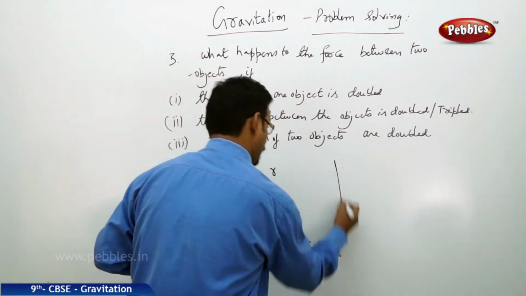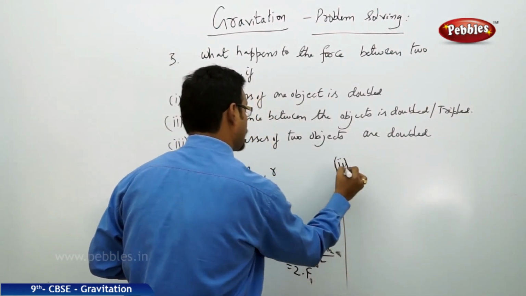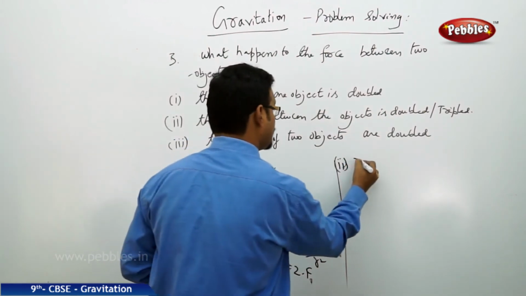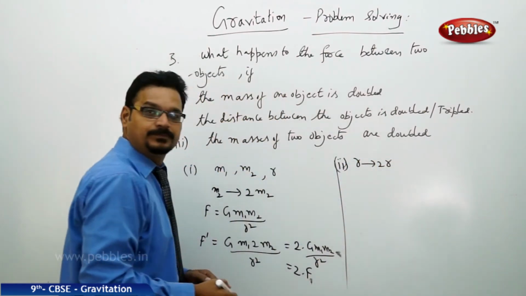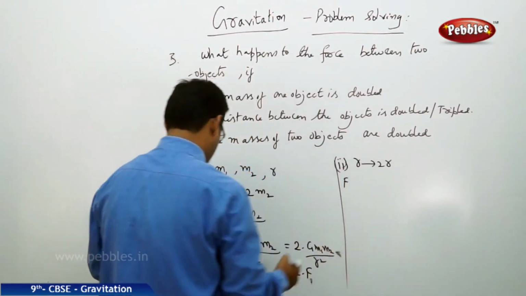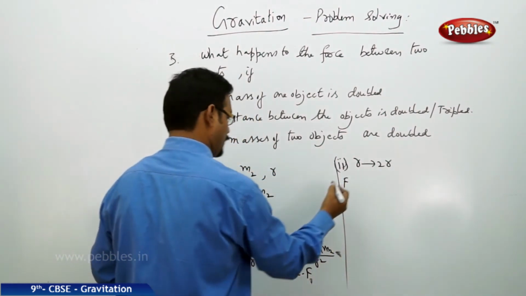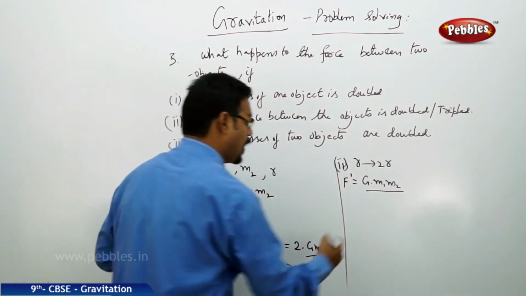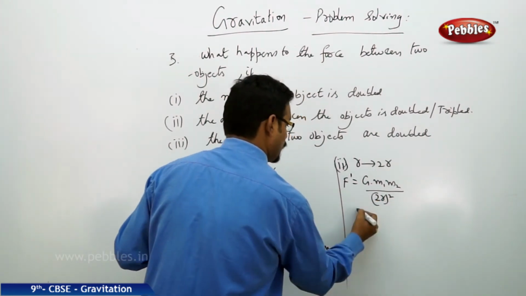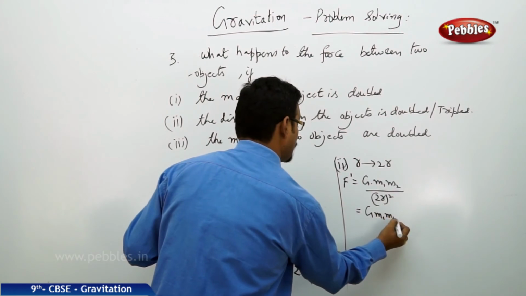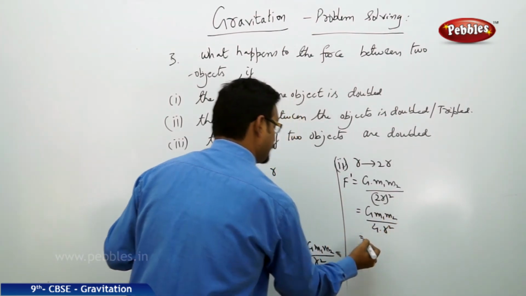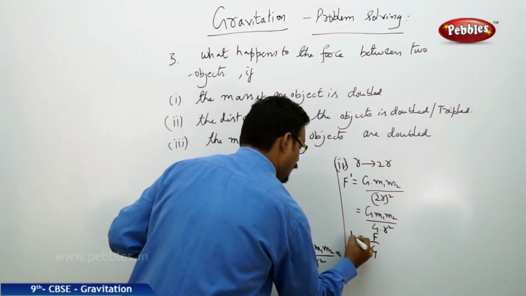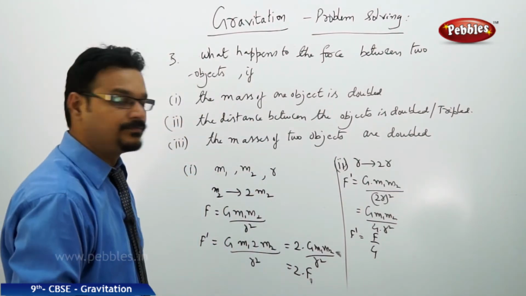Now the second sub question. The distance between the objects is doubled and tripled. Same masses and distance were taken, but this time the distance is doubled. Now what happened to the force? Same F I'm taking here, but F dash, the new force, I am calculating G m1 m2 by the new distance, which is double, 2r. So 2r square, which equals G m1 m2 by 4r square. G m1 m2 by r square is F. So this is nothing but F by 4. F dash will be F by 4.